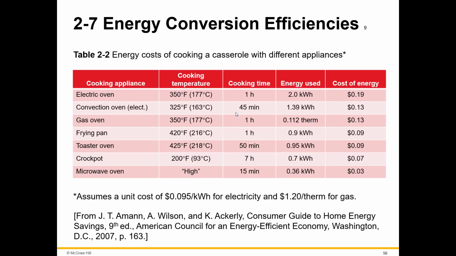And then here's some cost as well, like what it costs to actually use these appliances. An electric oven is 19 cents, a frying pan is 9 cents, a toaster oven is 9 cents, a crock pot is 7 cents. I had no idea. And a microwave is 3 cents, I'm sure, because look at the time differences. Huge differences. But let's look here. Gas oven and electric oven: gas is significantly less for the same hour and the same temperature. So that would be a good one to compare.